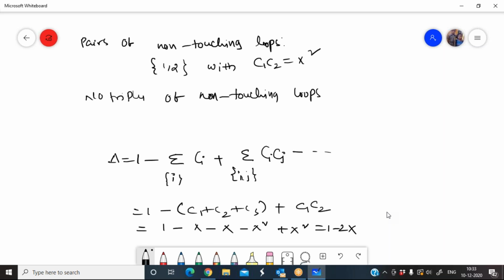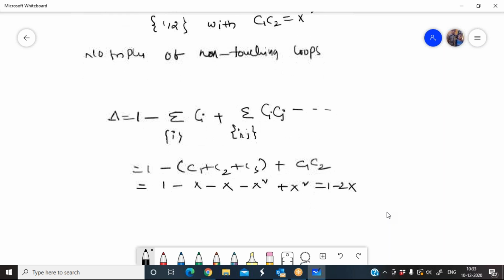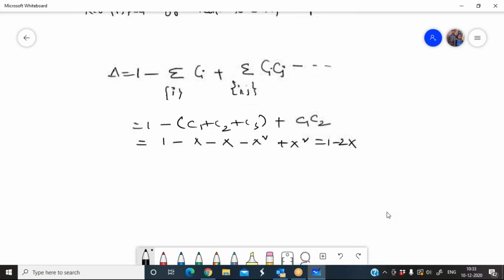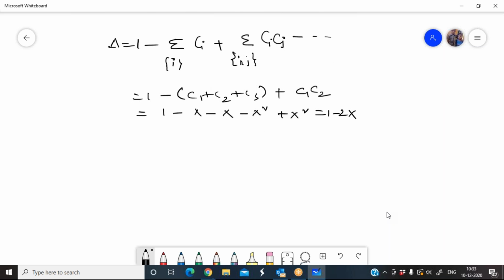One minus 2x. Zero, okay? Delta equal to 1 minus 2x. Now I want to go for the forward path, because the actual formula is P of x equal to sigma Fi delta i by delta. With this, delta is completed.